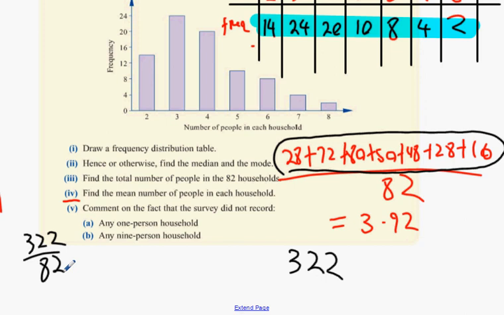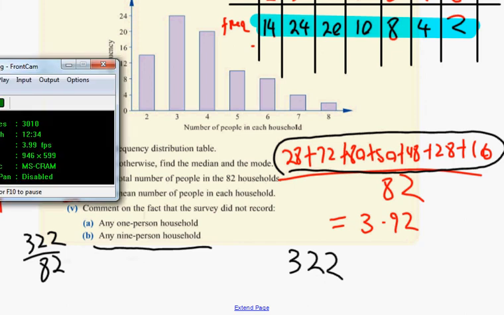Comment on the fact that the survey did not record any one-person households. One-person household is, I suppose, still considered a household. Therefore, it should be relevant. And then, why didn't they get any 9-person households? Maybe in the sample of 80 people they took, there was no house with 9 people. 9 people is a rather large number. It's very rare, so yeah, it can happen, but it's not always the case.